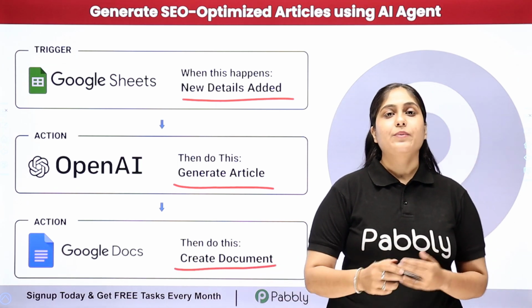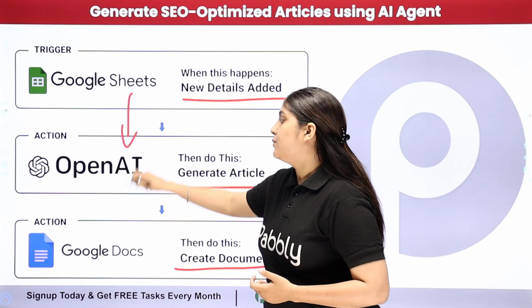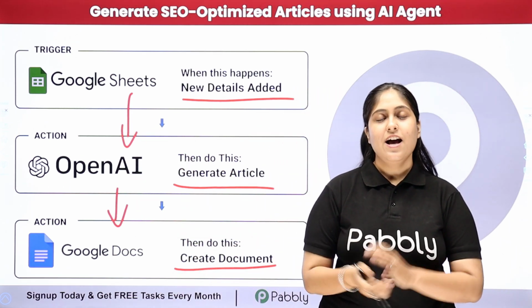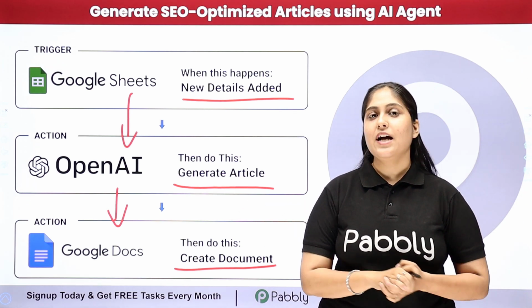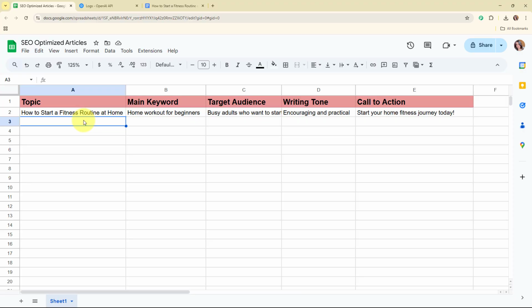So now here to automate the entire process, I need to connect my Google Sheets with OpenAI and Google Docs using an automation software named as Pabbly Connect. So to see the working of this automation and to learn this process step by step, let me take you to my screen. Welcome to my screen.